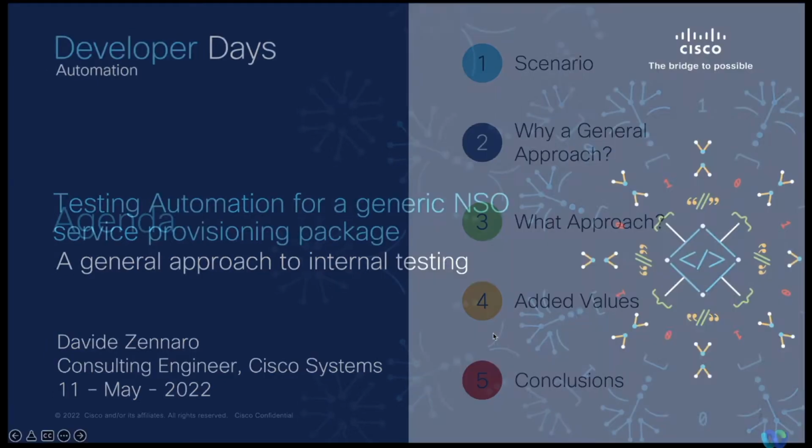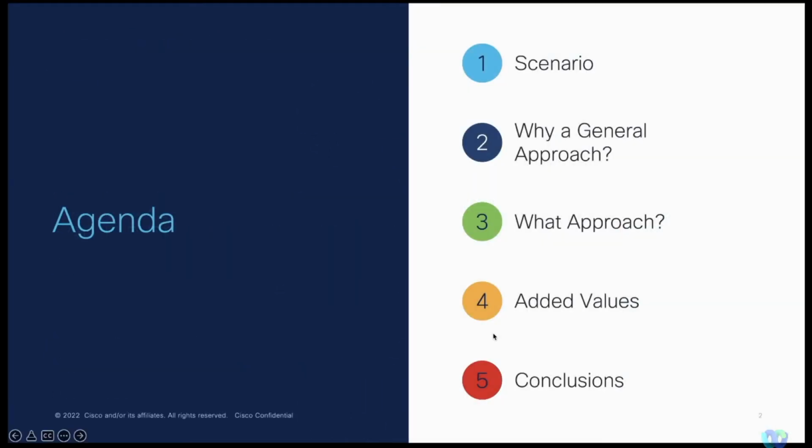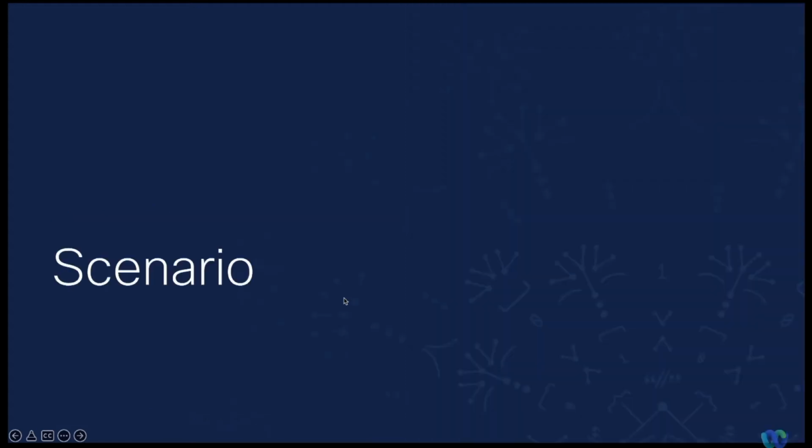So this is the agenda of the meeting. First we will see the scenario. Secondly, we will see the reasons that brought us to look for a general approach. Then we will see a high-level view of the approach. Then we will try to understand what the added values are, in our opinion. And finally, we will try to draw some conclusions.